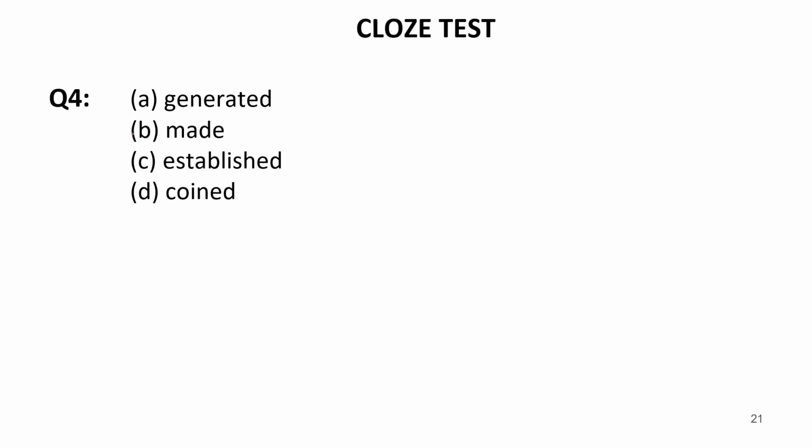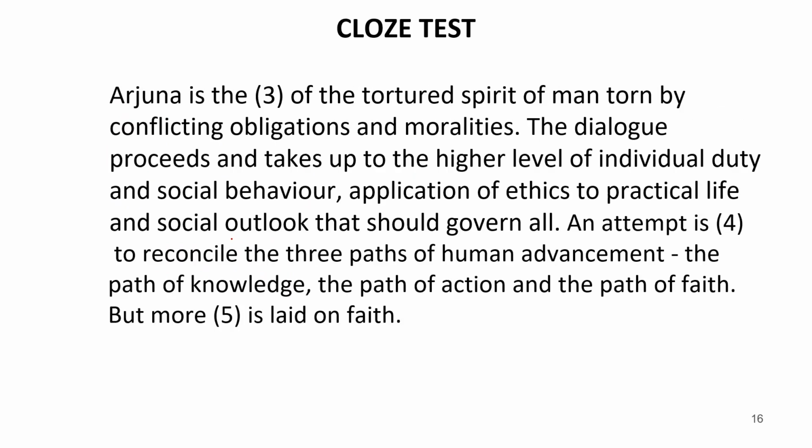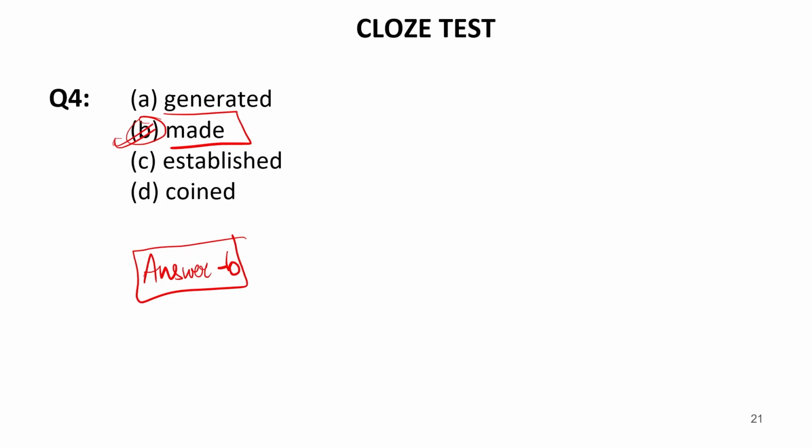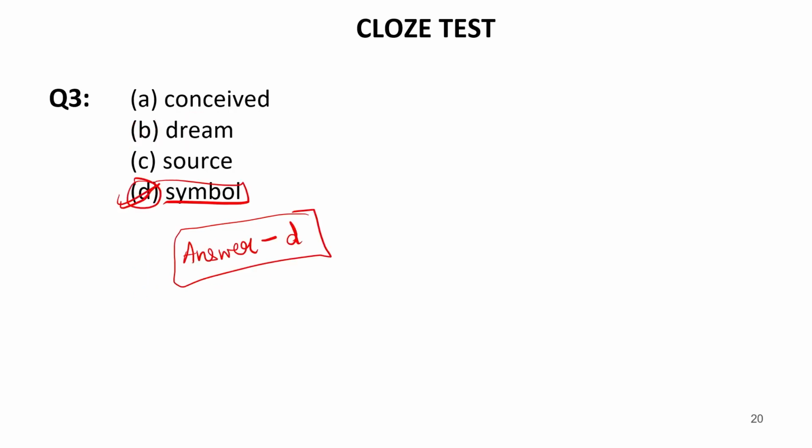So obviously it was made. So the answer should be B. An attempt was made. We use the word made for attempt. Make an attempt. So now let us move to the fifth blank and the options of the fifth blank.